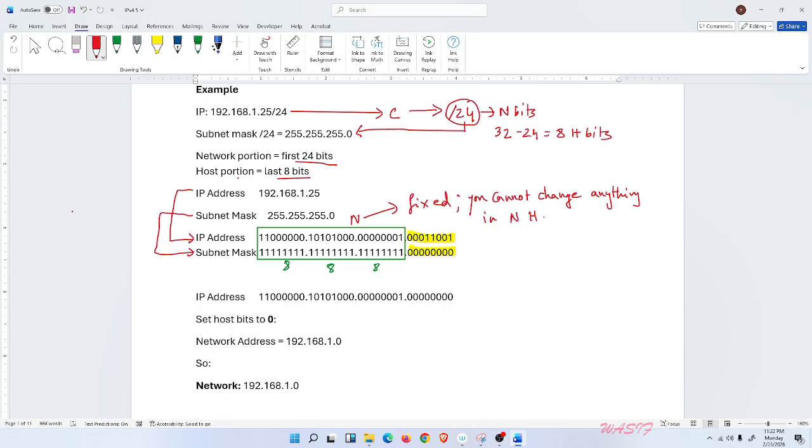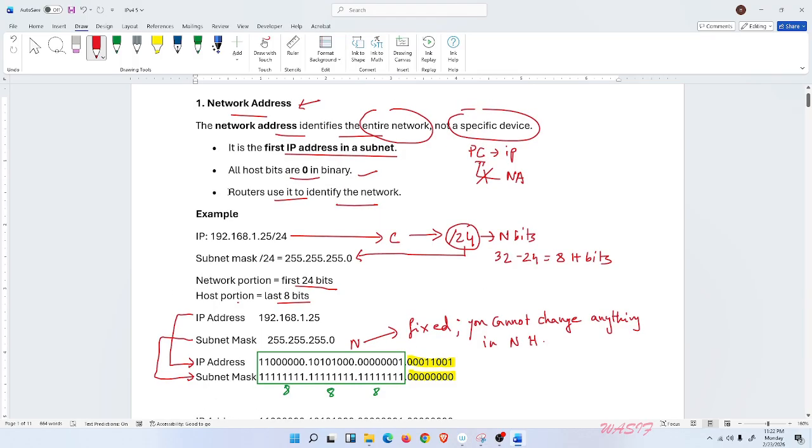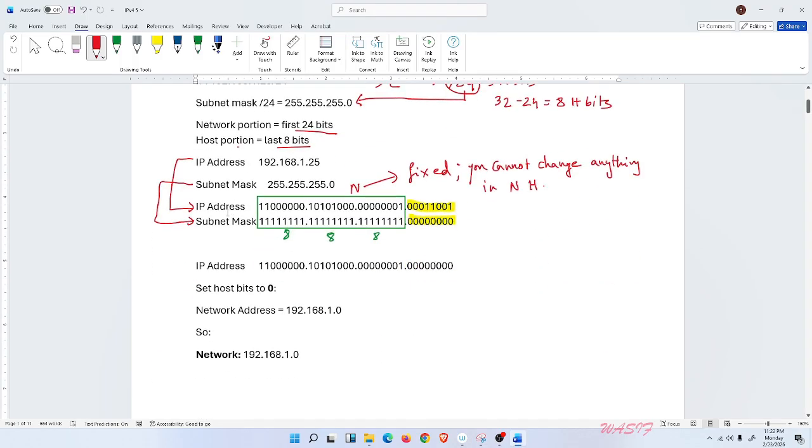So why is this the network portion? First of all, /24, 24 bits. So any corresponding bits that you can see from the IP address, compared with the subnet mask, you cannot touch, because that's the network portion. The only portion is the host portion. What it says here, this is the most important one. All host bits 0.